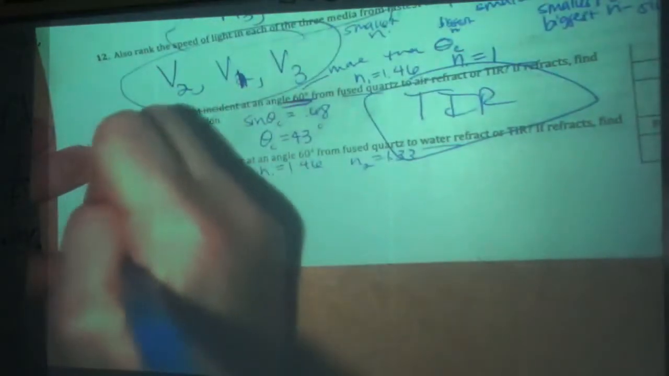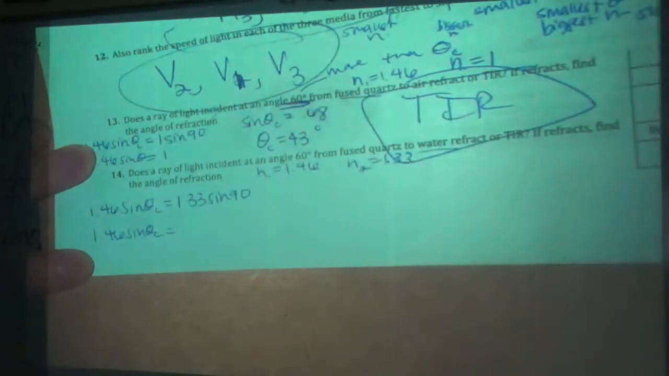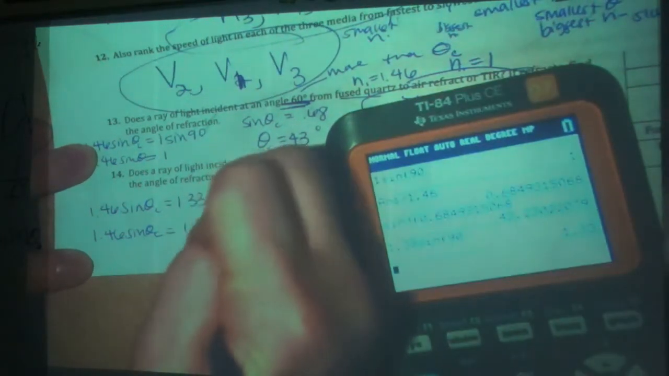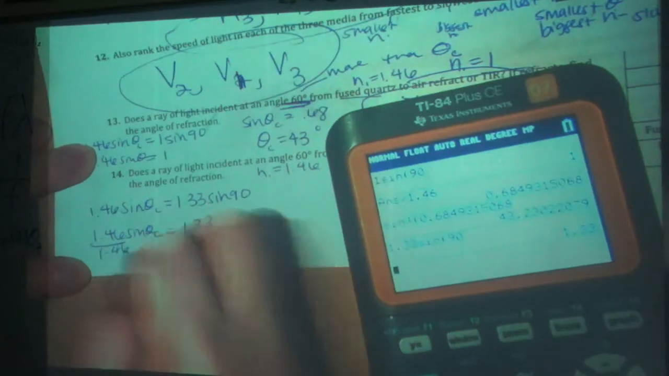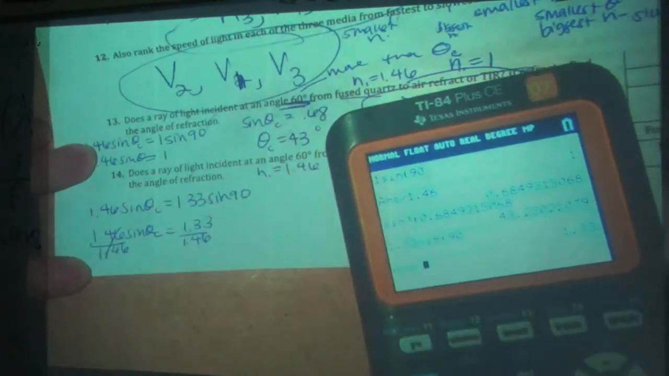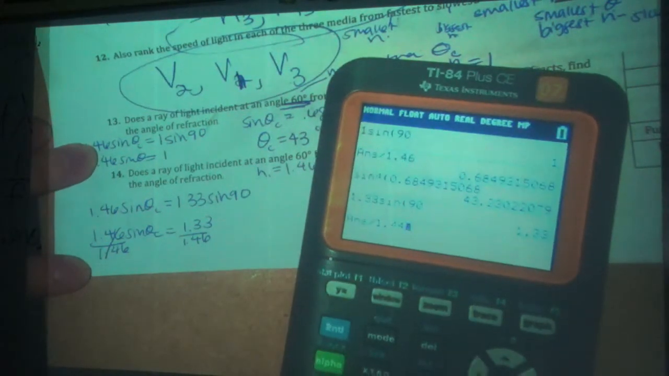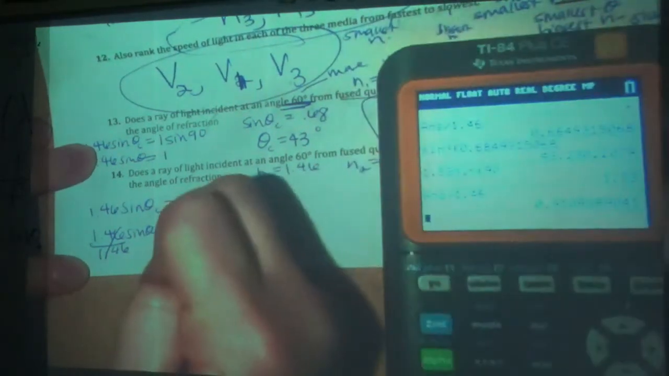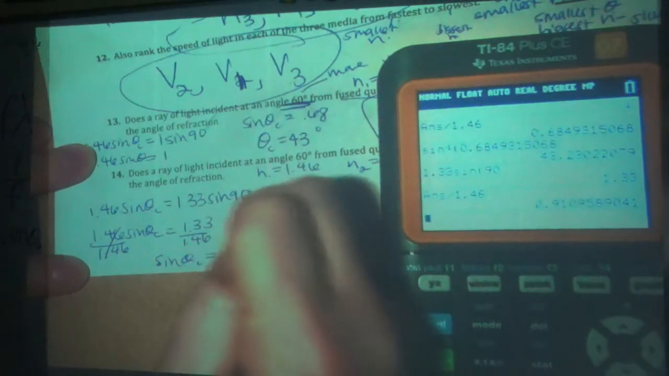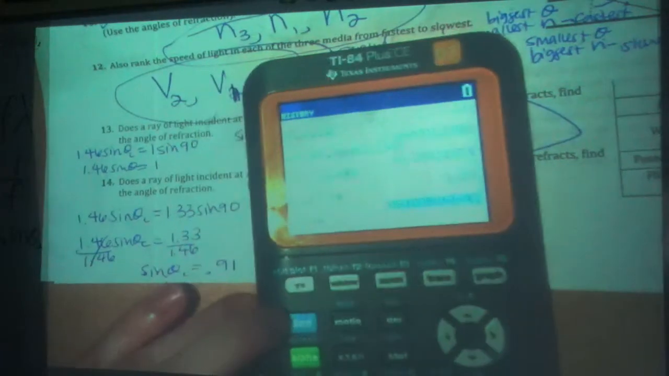Alright, so I put 1.33 sine of 90 in my calculator. That's going to give me just 1.33. I'm going to need to divide the 1.46 over. Wow, really struggling with the typing right now. Okay, there we go. That gives me sine of the angle equals 0.91. And then again, I need to undo sine, so second sine of this one right here. And that's going to give me 65 degrees. So my critical angle is 65.6 degrees.